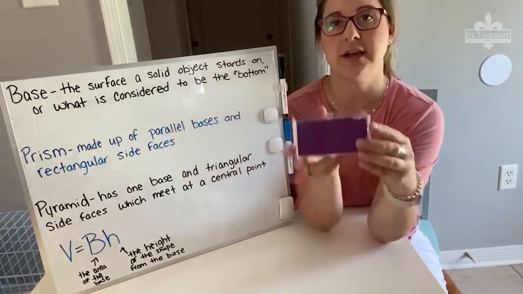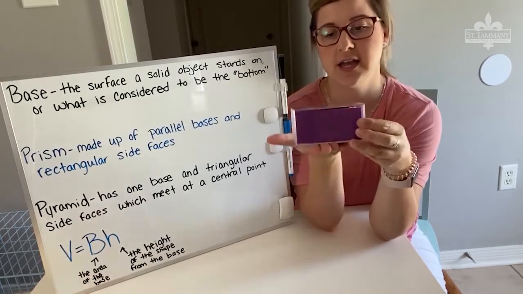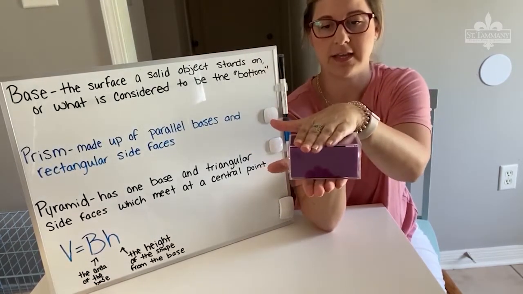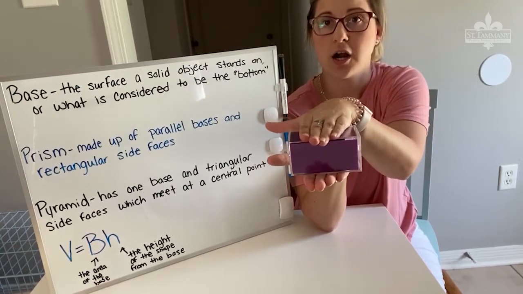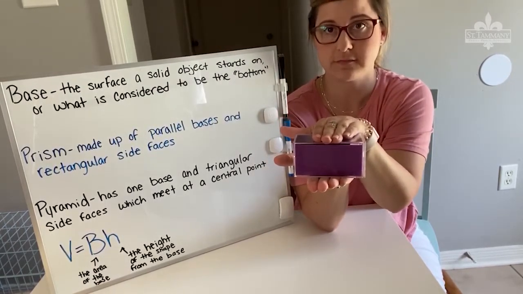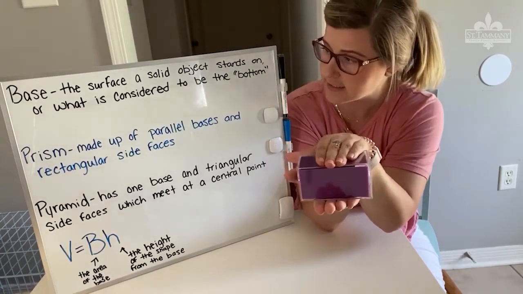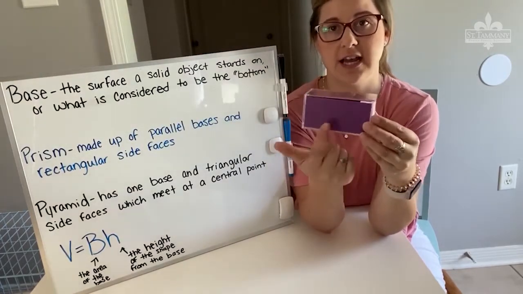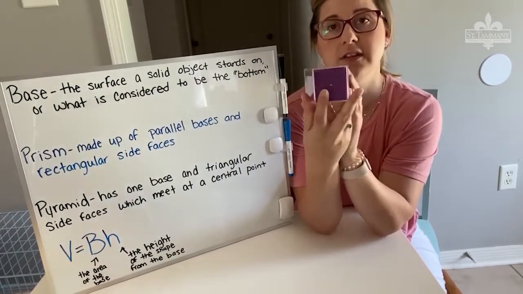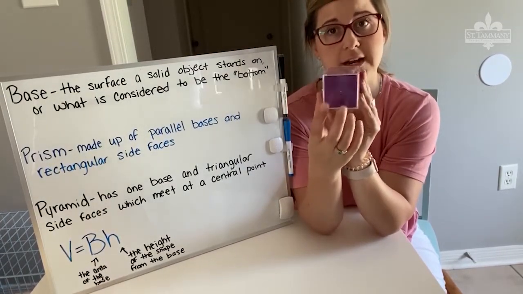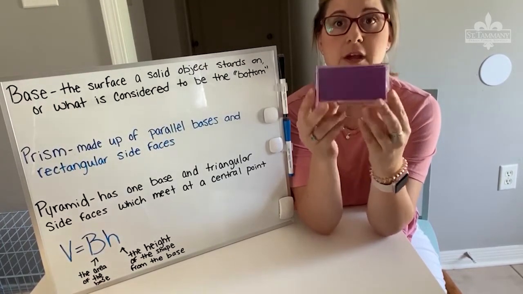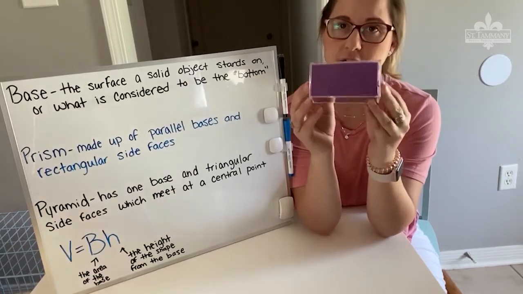Parallel bases. Okay, so if I'm looking at it like this, here's a base sitting at the bottom, and here's a base. And they are parallel to each other. They are never going to intersect. And then it has rectangular side faces. So everything on the sides are rectangles. Even though these are actually squares, it still falls under that same category as a prism. So we would call this a rectangular prism.